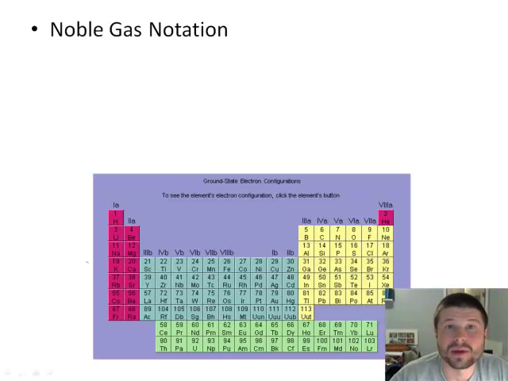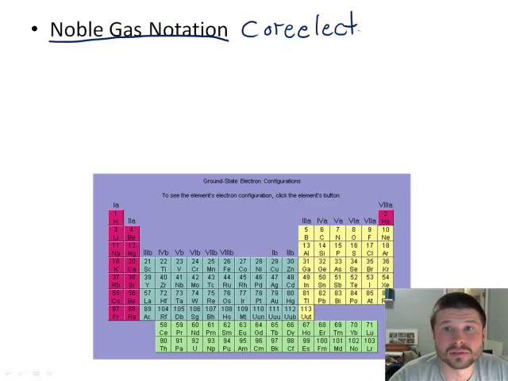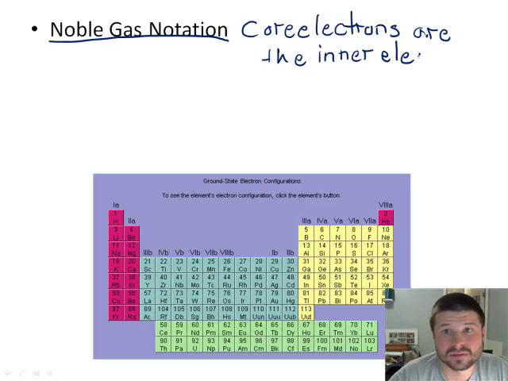The first thing we're going to talk about is noble gas notation. So noble gas notation is similar to the longhand notation, except I'm taking out what are called the core electrons. So the core electrons are the inner electrons. So the inner electrons are basically all the numbers that come before the last one you put. Okay, so I'll show you that.